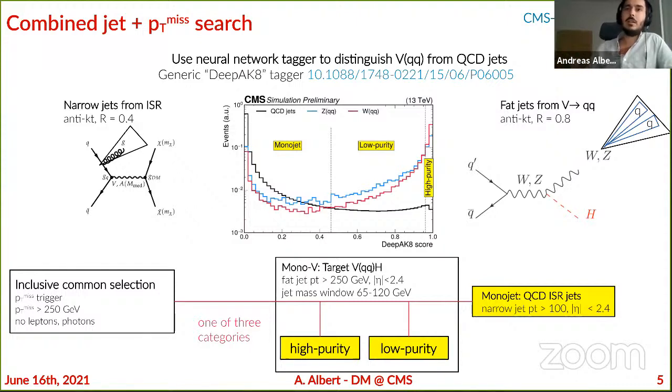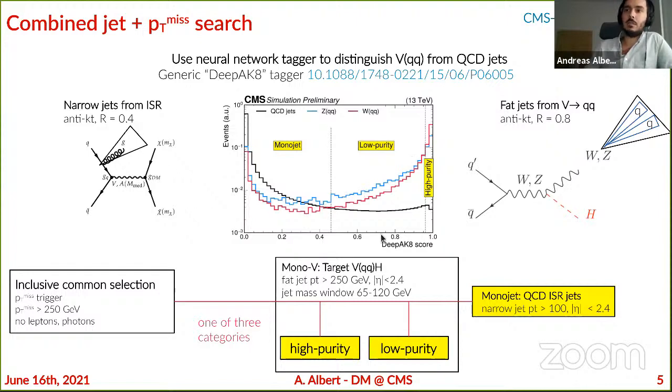It aims to target the case that we have on the left with narrow jets from QCD radiation that we're going to call monojet. And on the right-hand side, something like a vector boson decaying to a fat jet made out of 2 quarks, and that we're going to call mono-V. The search is based on a tagger that allows you to generically identify for a fat jet what its decay topology is. And you can see here the output score of this tagger. It does a really fantastic job of differentiating between QCD jets and the vector boson jets.